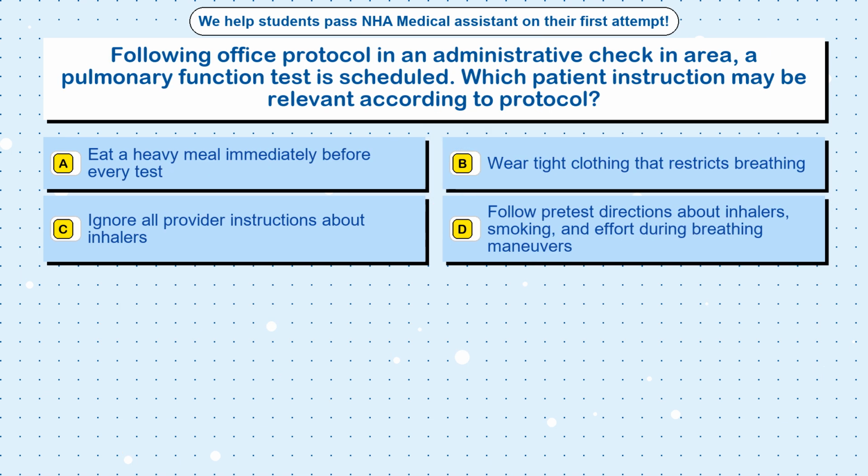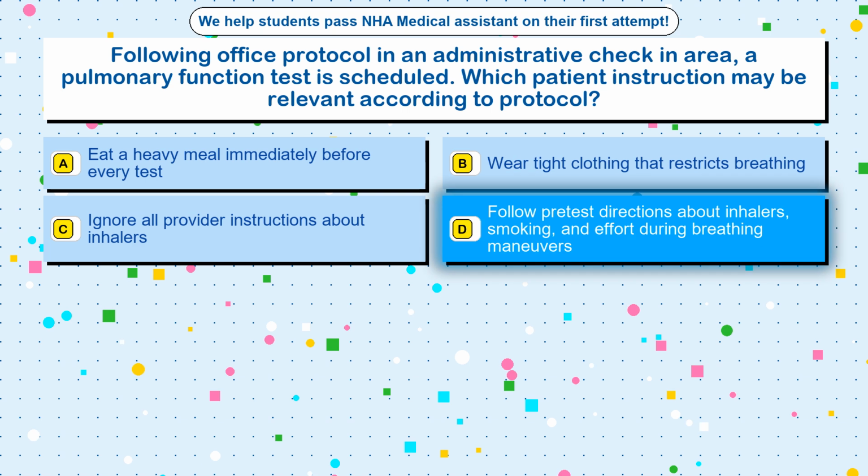Question 50. Following office protocol in an administrative check-in area, a pulmonary function test is scheduled. Which patient instruction may be relevant according to protocol? Option A. Eat a heavy meal immediately before every test. Option B. Wear tight clothing that restricts breathing. Option C. Ignore all provider instructions about inhalers. Option D. Follow pre-test directions about inhalers, smoking, and effort during breathing maneuvers. The correct answer is option D.